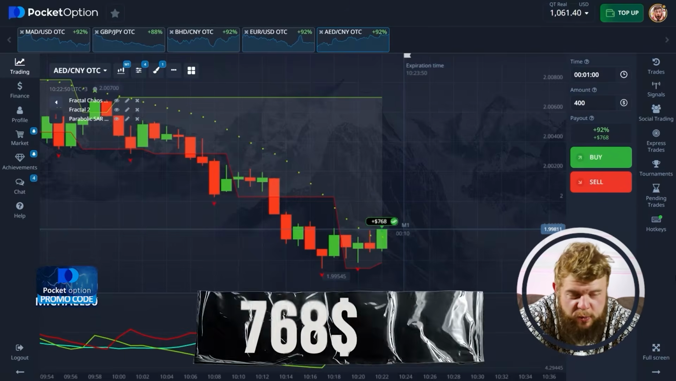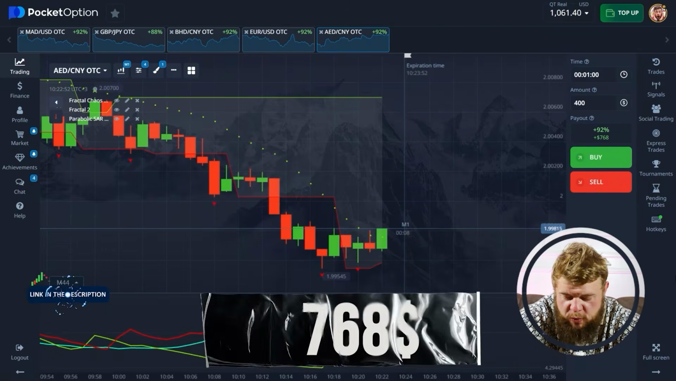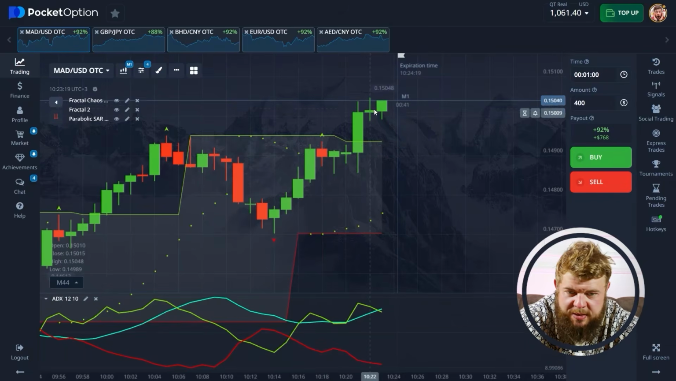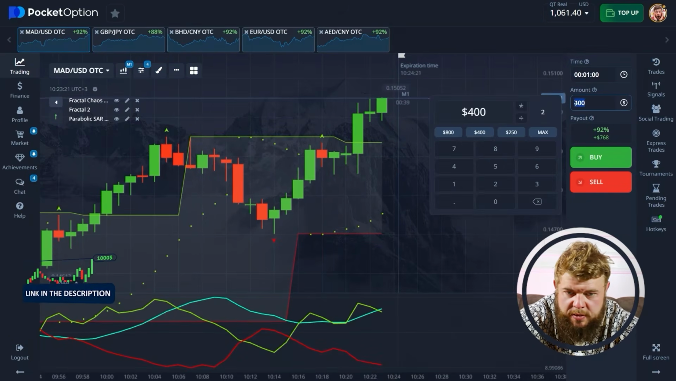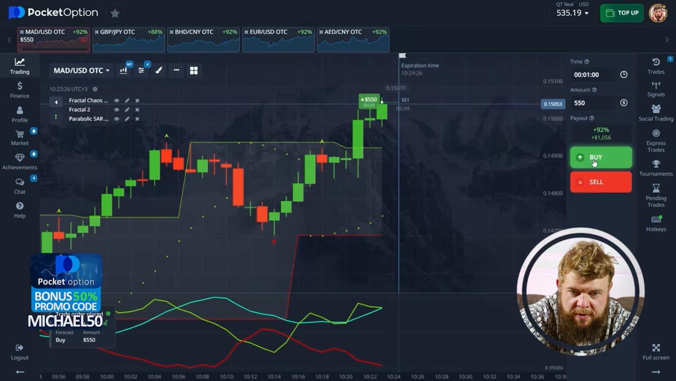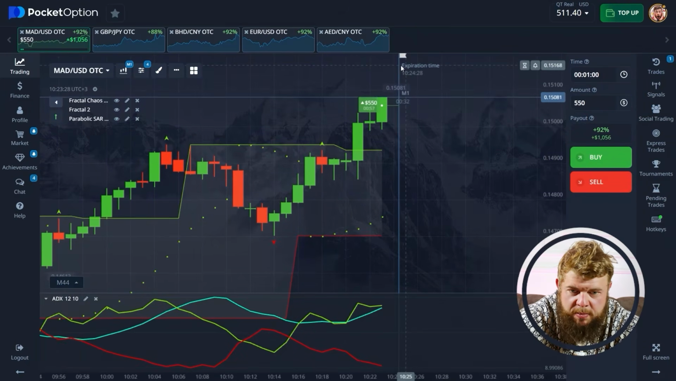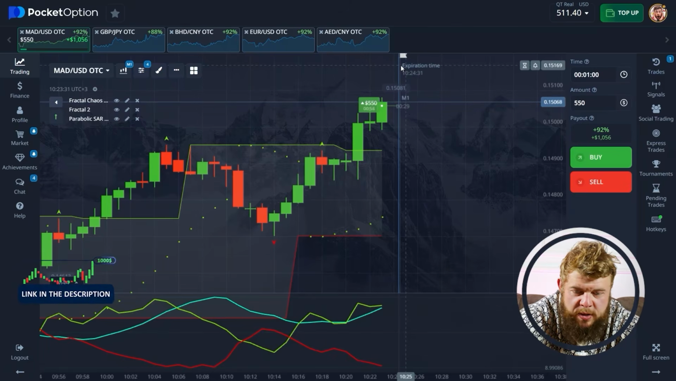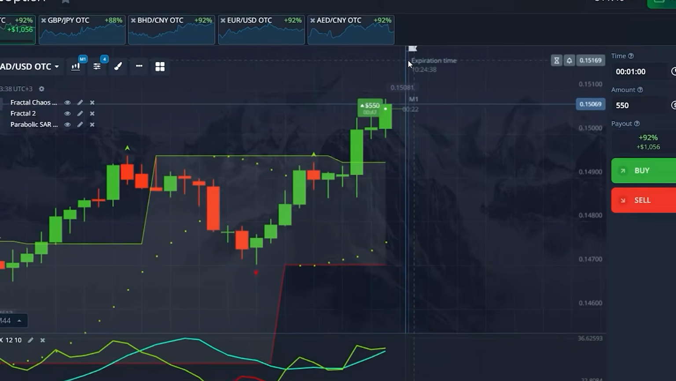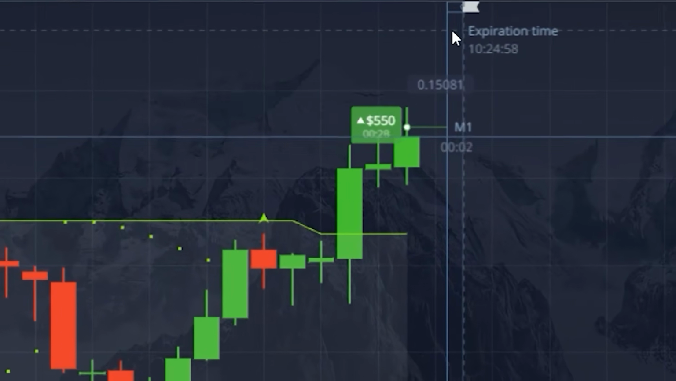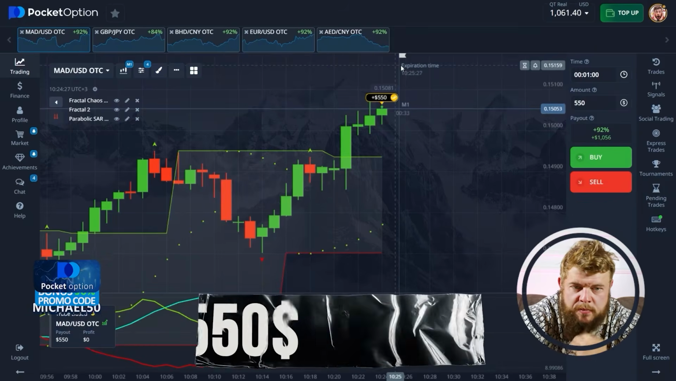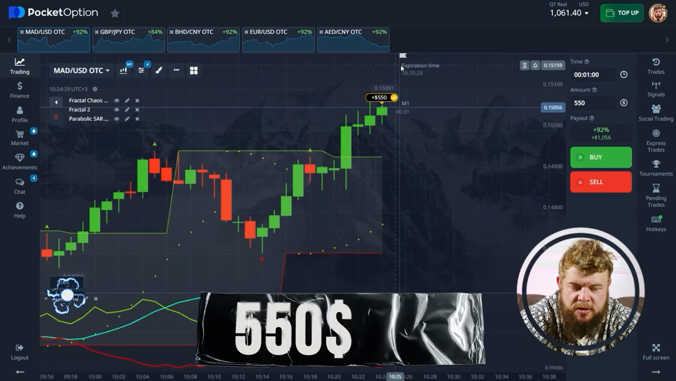So, well, it's done. One more trade is closed with profit, and we have $1,061 on the account. Let me open MAD USD. So what do we have here? First of all, let me open buy position, because we have broken through the resistance line zone and now price is growing very sharply. So we have $1,061 on the account.